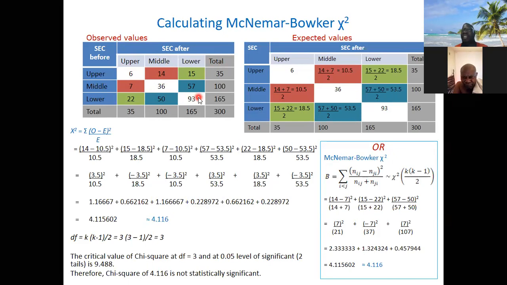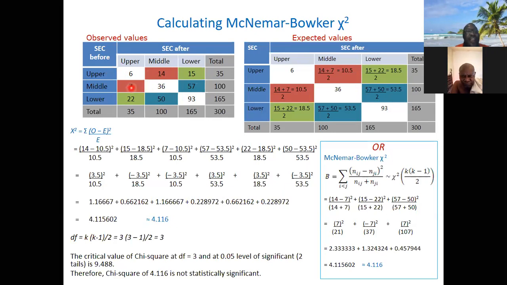Those are the ones that didn't change. They don't even get involved in the calculation of anything. This is the number that were upper before and they were upper after, so they are not affected by anything. This 36 is the number of people that are middle before, they are still middle after. These 93 are lower before and they are lower after. So they are always along the diagonal, the ones that didn't change. The ones off the diagonal are the ones that change.